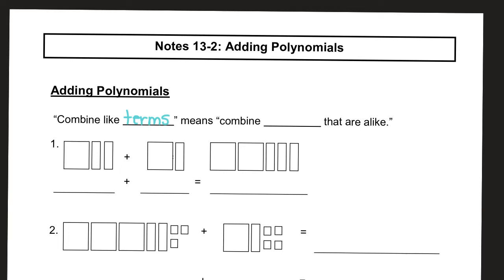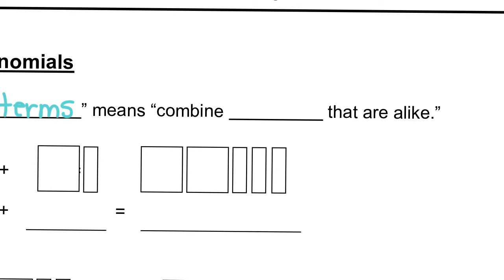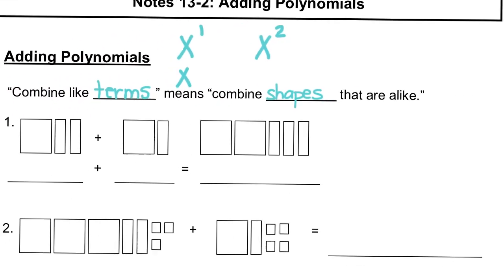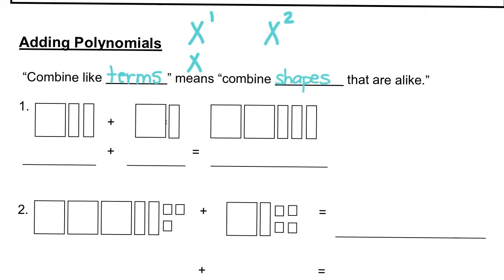And when we combine like terms, they must have the same variable, such as x, and they must have the same exponent. So if I have an exponent of 1, which we usually just write as x, and an exponent of 2, these are not like terms. So in our study today, combining like terms basically means that we are combining shapes that are alike because it has the same variable with the same exponent.